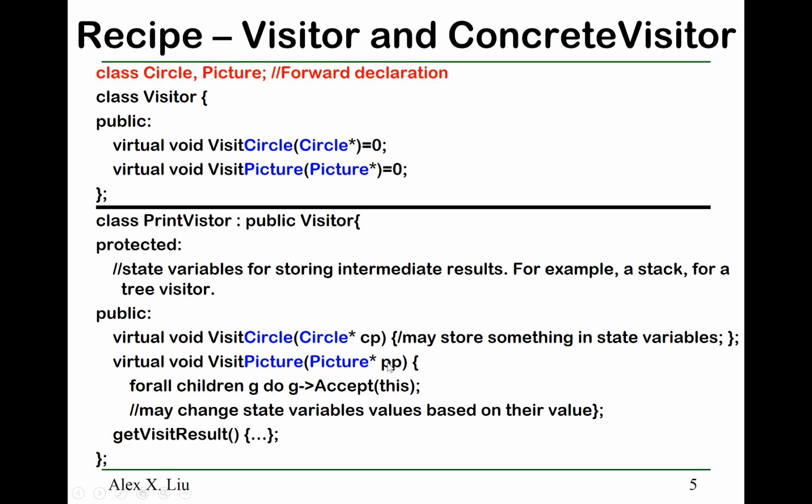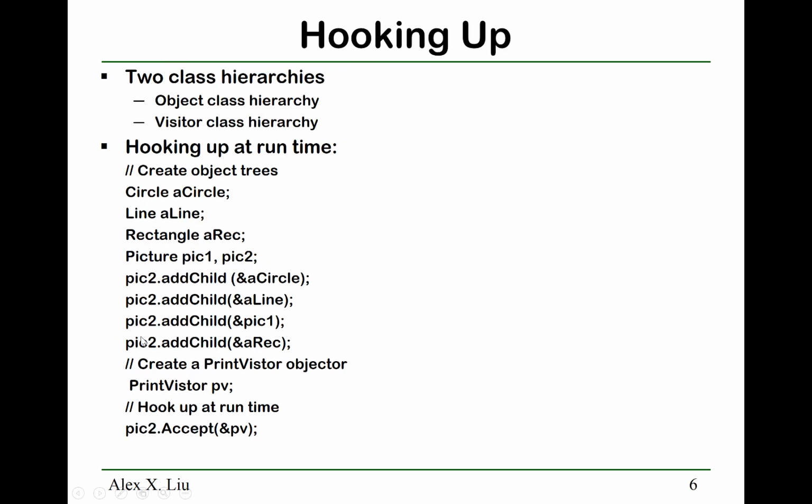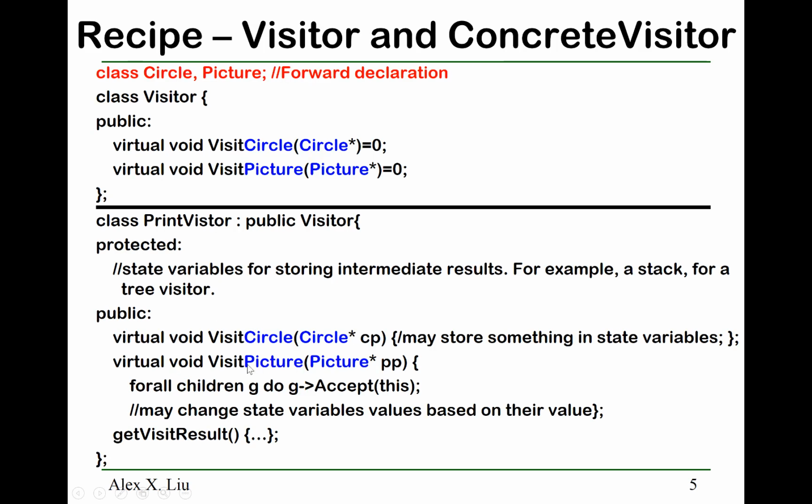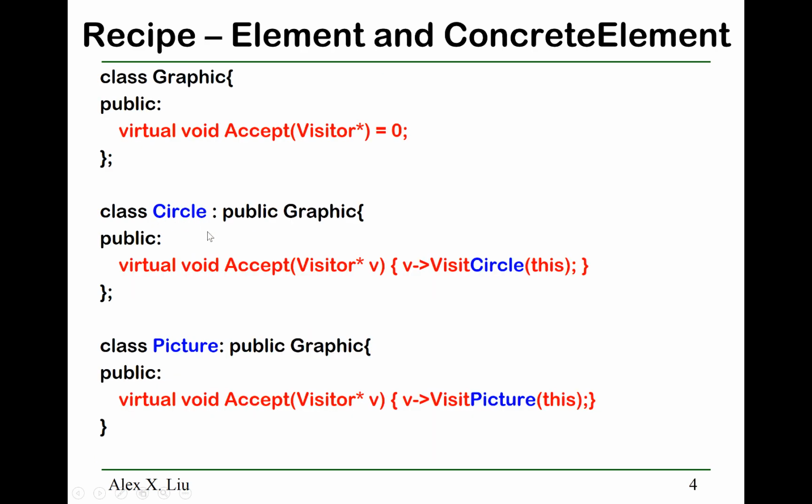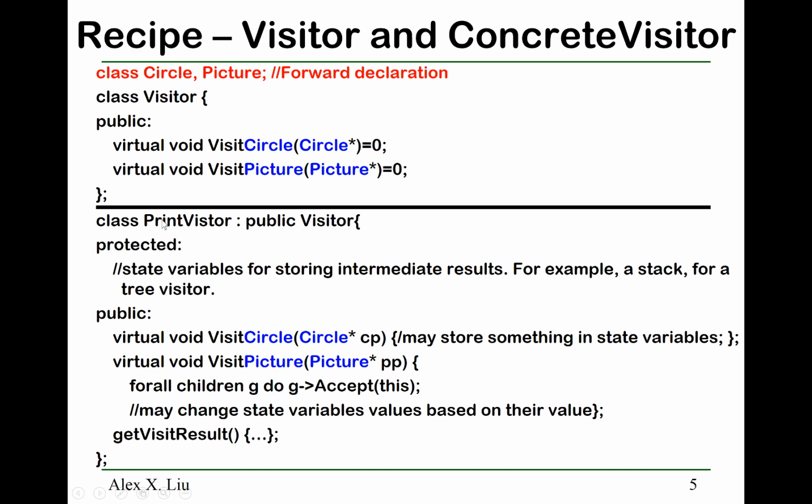And for all its children, now we see how many children this picture object has, right? This picture 2 has 4 children: a circle, a line, a picture, and a rectangle. So we are going to go through each of them. The first one is a circle. Circle accept this print visitor v. Then v visit circle this. This is the print visitor's visit circle with a circle pointer. We basically call this function.